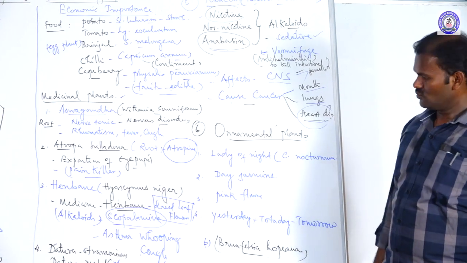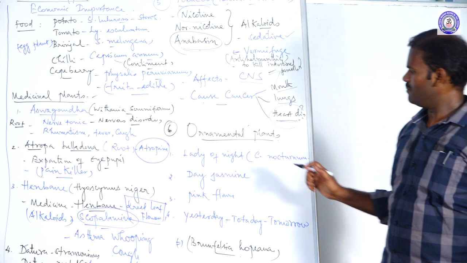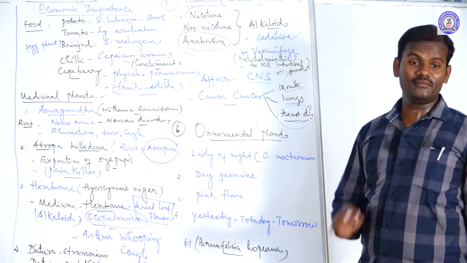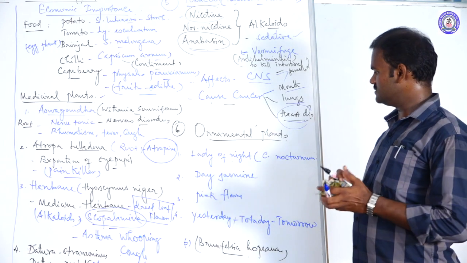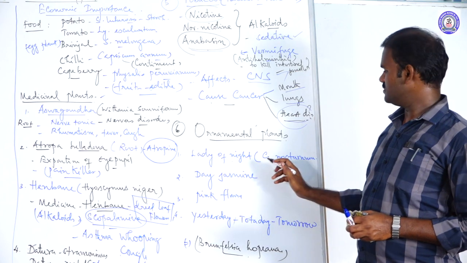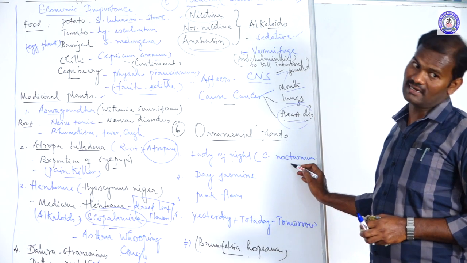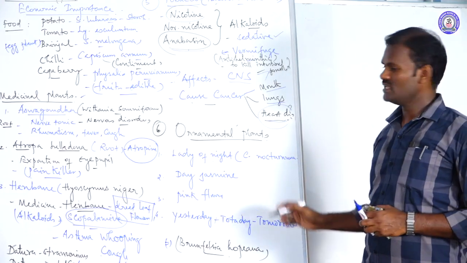Some plants are grown in the garden because of their beauty, leaves, attractions, and so on. The first one is lady of the night, the ornamental plant, because it blooms only at night time. That is why it's called lady of the night. What's the binomial name? Cestrum nocturnum. Nocturne, night activity. It blooms only at night.